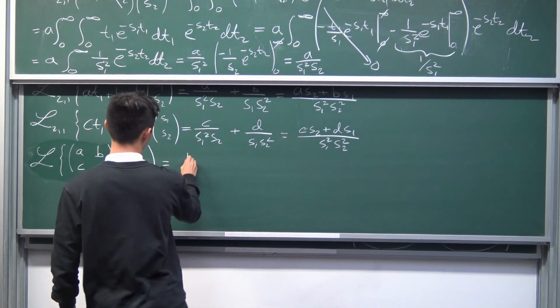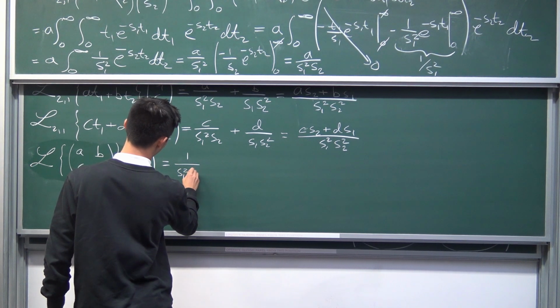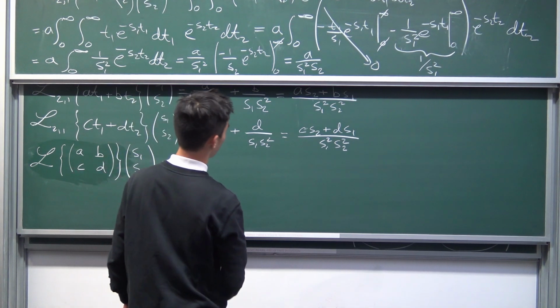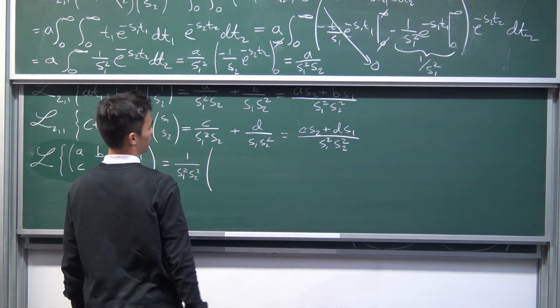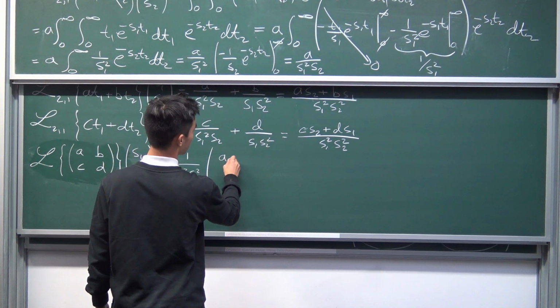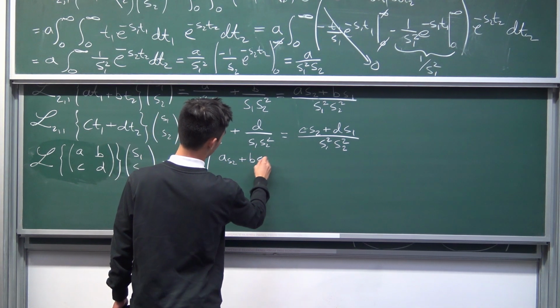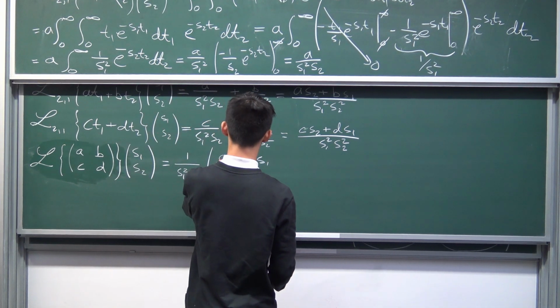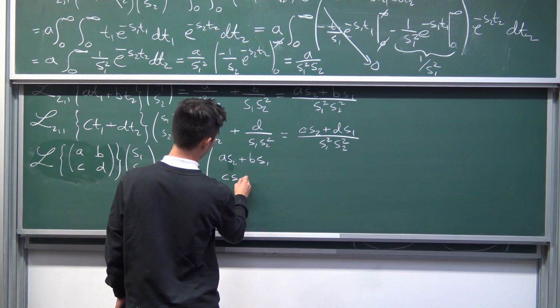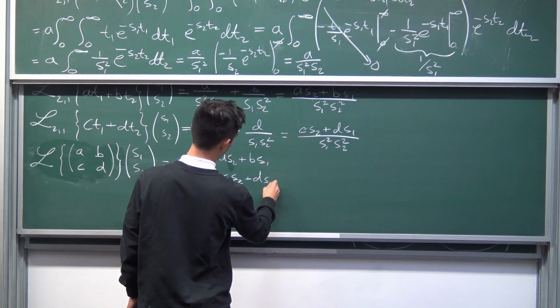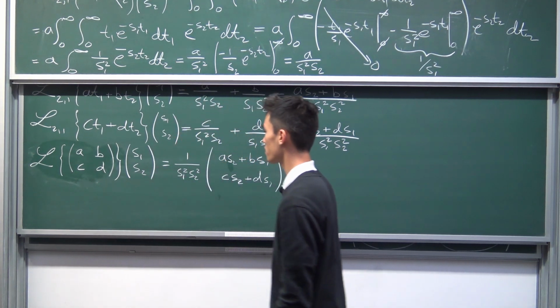So we have 1 over S1 squared, S2 squared, and then we also have the linear stuff in our matrix. So we have A S2 plus B S1. And then we also have C S2 plus D S1. And that's pretty much the final result.